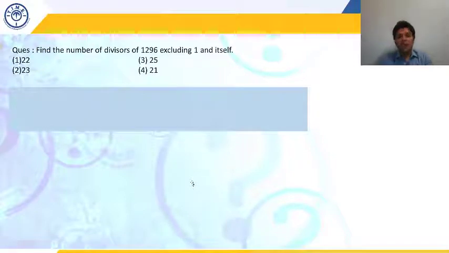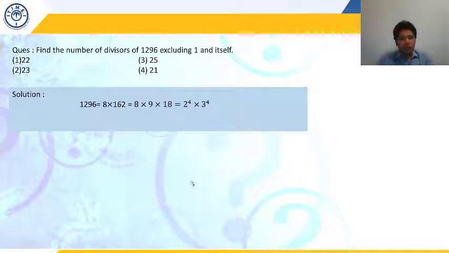So first we need to prime factorize 1296, and after prime factorization of 1296, what will I get? 2 to the power 4 into 3 to the power 4. We have discussed in the last class how to do this prime factorization. First we try to divide the number by 2, and we divide it until it is no longer divisible by 2, and then try the next prime number 3, and then 5, and so on. It is divisible 4 times by 2 and 4 times by 3.